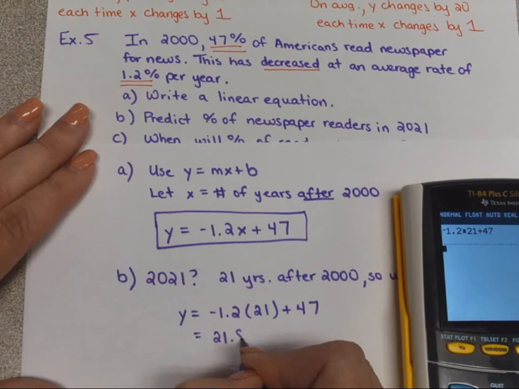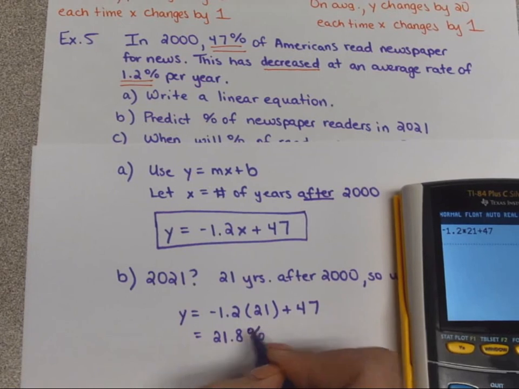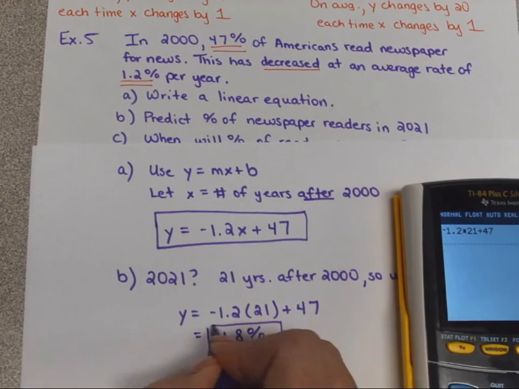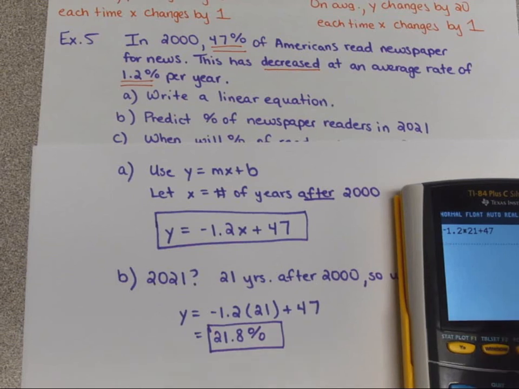Okay, 21.8 what? Think about what part B is asking. 21.8 what? Percent. Okay, so if you wanted to give a short sentence, what would you say? In 2021, we expect how many people to be reading the newspaper? 21.8% of people are going to be reading the newspaper for their source of news.